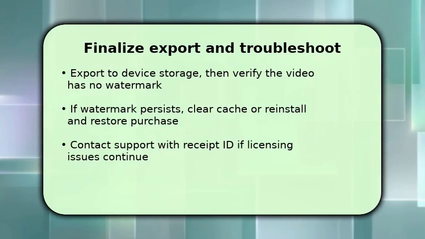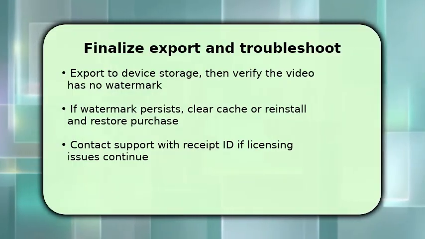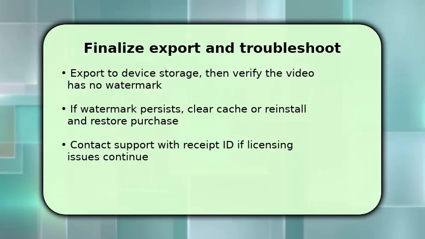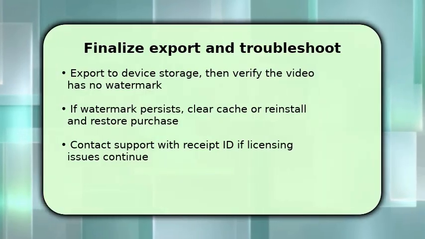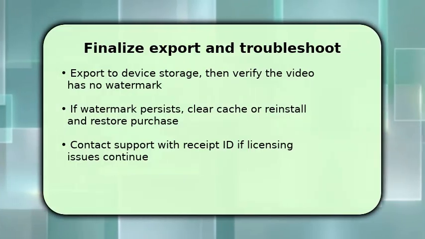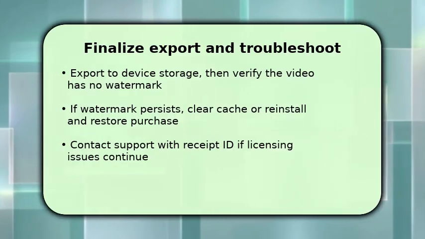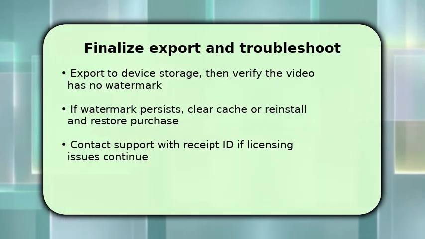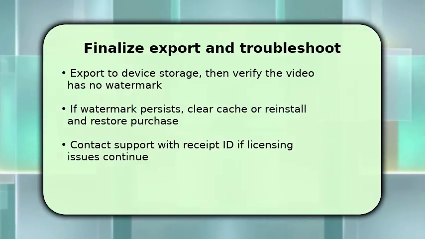You finish by exporting and verifying the result. Export the project to local storage and immediately preview the file. Confirm the watermark is gone and playback is smooth. If the watermark remains, clear the app cache and data, reinstall Alight Motion, then restore purchases from account settings. This often reactivates your license. If problems persist, gather your purchase receipt and device info, then contact Alight Motion support for a license check. One key tip: keep receipts handy to speed up troubleshooting.